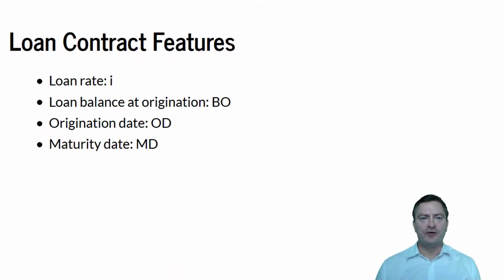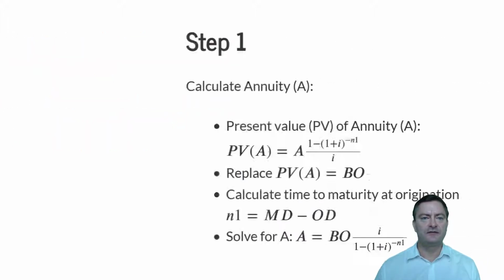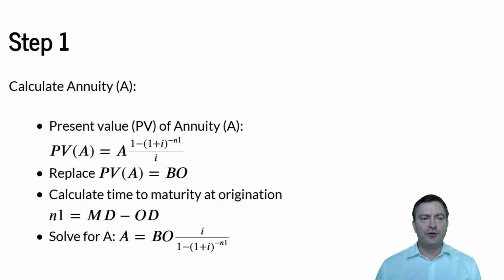Loan contracts have important features, such as the loan rate, the loan balance at origination, the origination date, and the maturity date. In order to calculate loan balances, we proceed in two steps. In the first step, we calculate the annuity, that is a fixed payment made by the borrower. The present value of annuities is well defined in finance and can be calculated as a product of the annuity payment and a scaling factor that depends on the interest rate and the time to maturity.